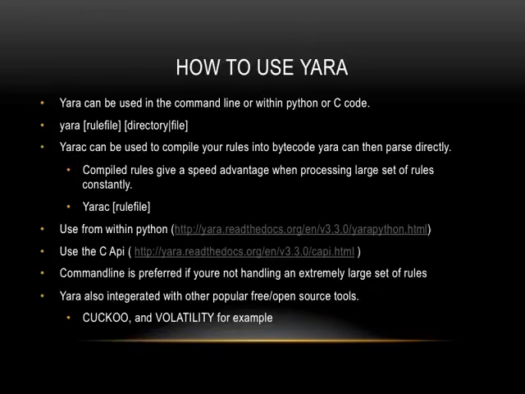And the syntax is really simple. You have the rule file as your first argument, and you have a directory or a file or a PID as your second argument. All right. YARA also comes with a compiler. It compiles your rules down into bytecode. What that does is just a speed advantage. If you're processing a lot of rules a lot of times, you want to compile the rules and have YARA process the compiled rules. Because every time you run a rule, it has to parse it, reparse it, you know, and then scan. So you want the compiled version of it.